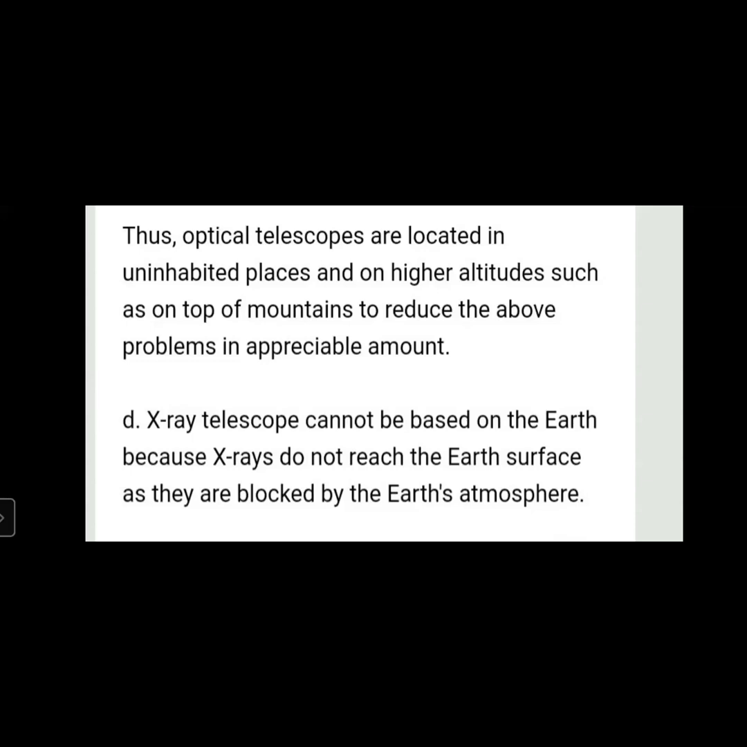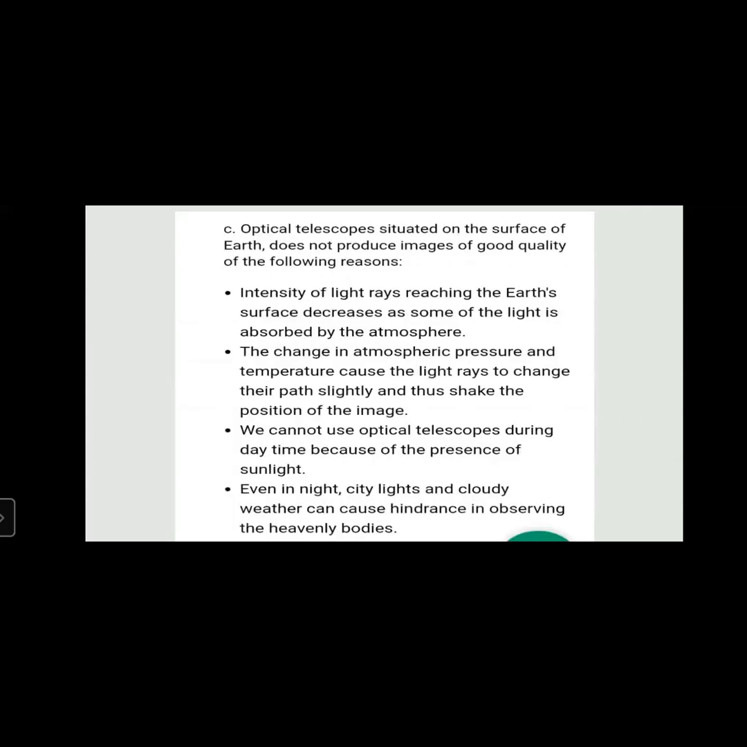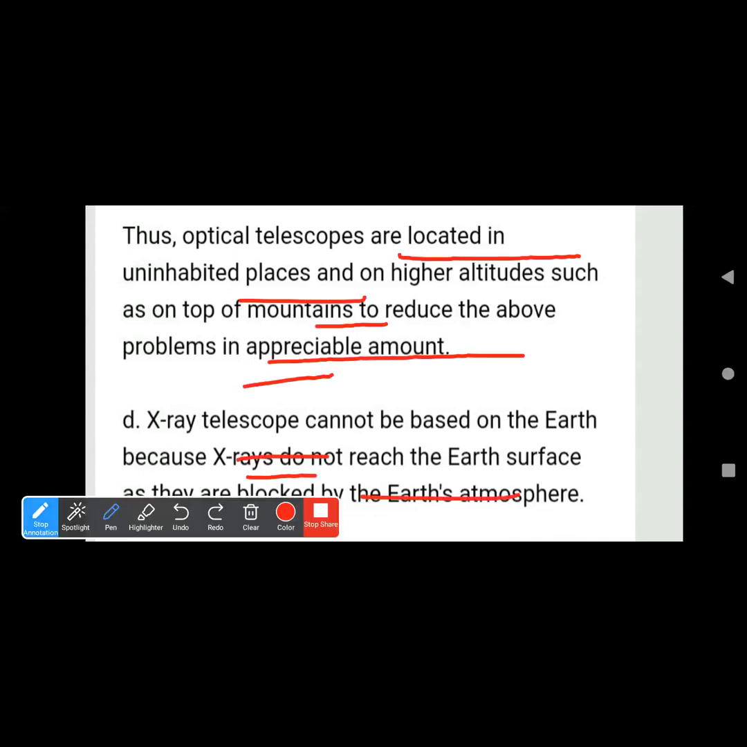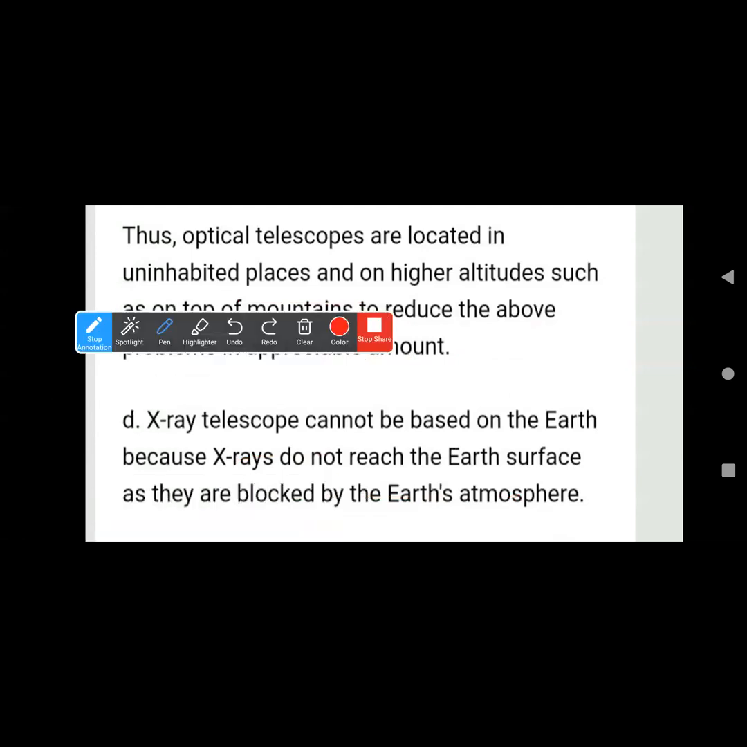X-ray telescope cannot be based on the Earth because X-rays do not reach the Earth's surface as they are blocked by the Earth's atmosphere. Right? So as the X-rays are blocked by the Earth's atmosphere, that is why they do not reach the surface of the Earth properly, and that is why X-ray telescopes cannot be based on the Earth.